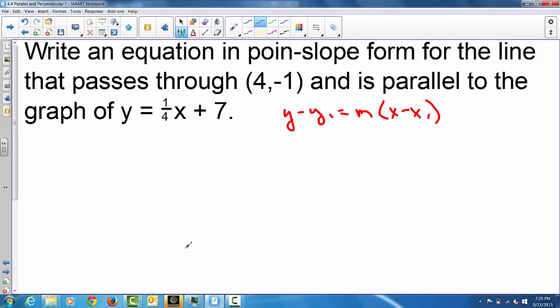We know that m is 1/4. M is equal to 1/4. There it is right there. Okay? So now we take the 4 and the -1 and we go y minus -1. So y minus a minus 1 gives us y + 1 = 1/4 (x - 4). And you're done. Not a lot of manipulation with that one.